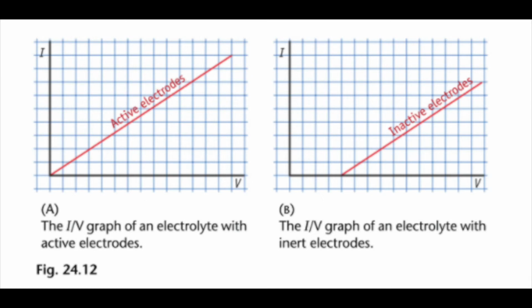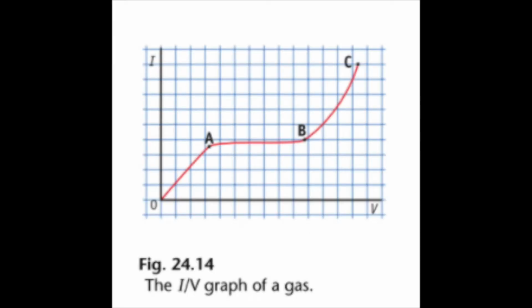And the last three we're going to look at in a lot more detail. We're going to look at the IV graphs for electrodes in electrolysis, for active and inactive. With active, it looks exactly like the metallic conductor. An increase in voltage will give you an increase in current. With an inactive electrode, it looks the same except it doesn't go through the origin. This time you have to apply quite a bit of voltage before you get an increase in current, and then it behaves exactly like a metallic conductor.